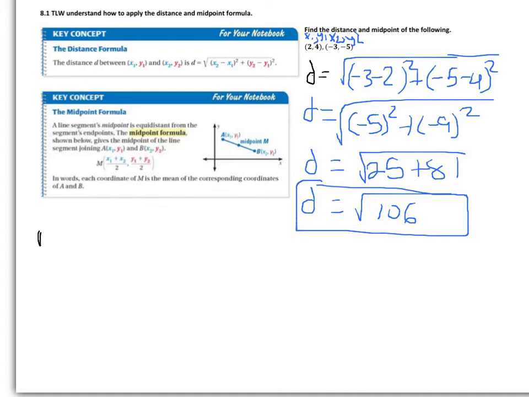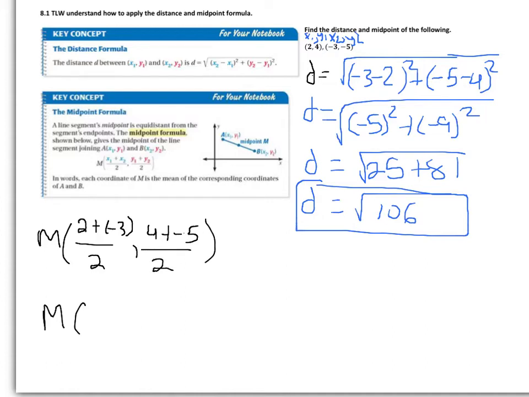Now the midpoint. The midpoint is 2 plus negative 3 divided by 2, comma, 4 plus negative 5 divided by 2. So the midpoint is negative 1/2, comma, negative 1/2. They're not always the same like that, but there you go. Distance and midpoint formula. Remember those from geometry and I think algebra, pre-algebra, so quick review.